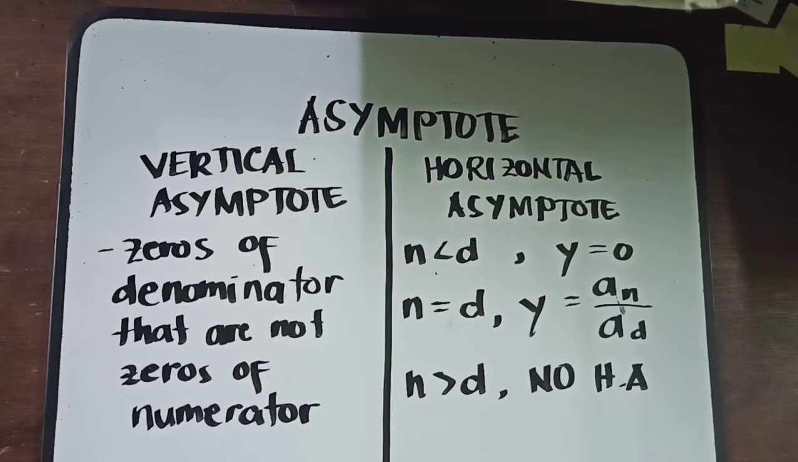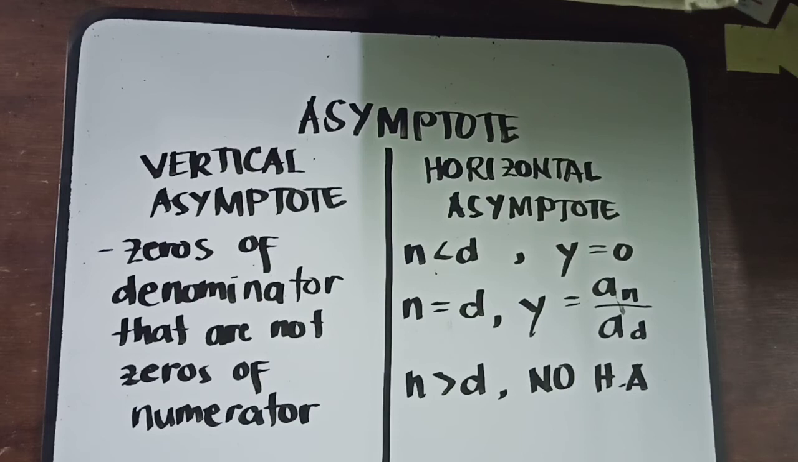So in vertical asymptote, so paano ba natin hahanapin si vertical asymptote? So when we say vertical asymptote, ito yung zeros ni denominator na hindi zeros ni numerator. Okay, so you're going to find the zeros of denominator na hindi common sa zeros ni numerator.